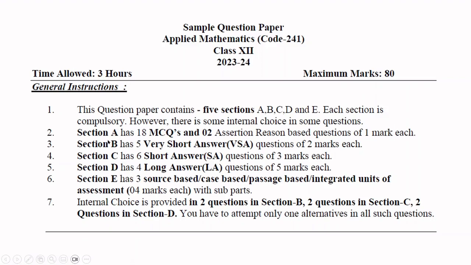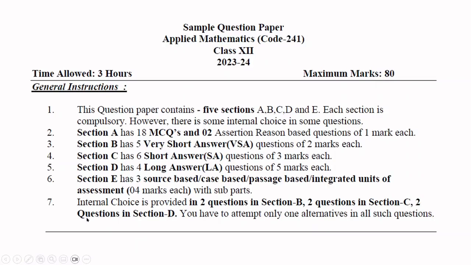The first section, which is section A, has 18 multiple choice questions and 2 assertion reason based questions, each carrying 1 mark. Section B has 5 very short answer questions, each carrying 2 marks. Section C has 6 short answer type questions, each carrying 3 marks. Section D has 4 long answer type questions of 5 marks each. And then section E has 3 source based or case based or passage based or integrated units of assessment with 4 marks each. Some questions have subparts and some may not contain subparts.